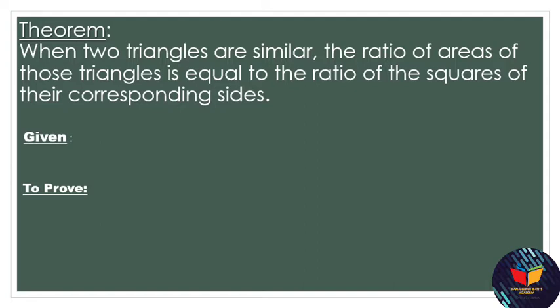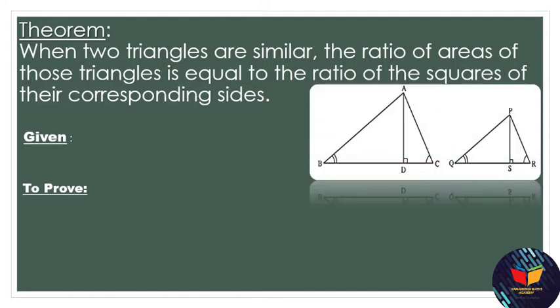of those triangles is equal to the ratio of the squares of their corresponding sides. So here is the figure. Here are two triangles and they are similar with each other, triangle ABC and triangle PQR. Okay, if the figure is given in the exam, okay, and if the figure is not given in the exam, then you have to draw the figure.